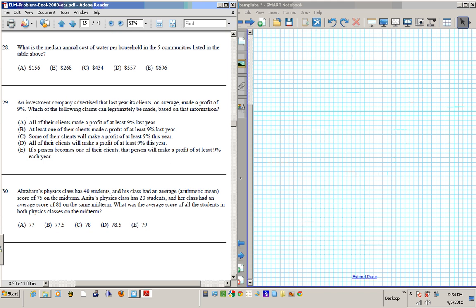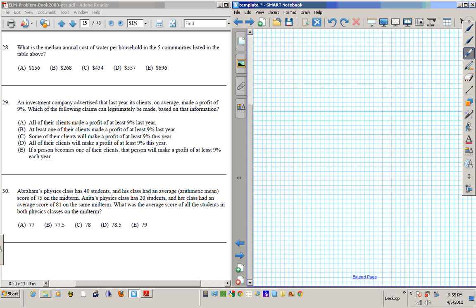Question 29 says an investment company advertised that last year its clients on an average made a profit of 9%. Which of the following claims can legitimately be made based on that information? So if the average is 9, that means that the middle is 9. That means either everybody's right here, or maybe some people here and some people here, okay? There has to be people on both sides to balance the equation, all right?